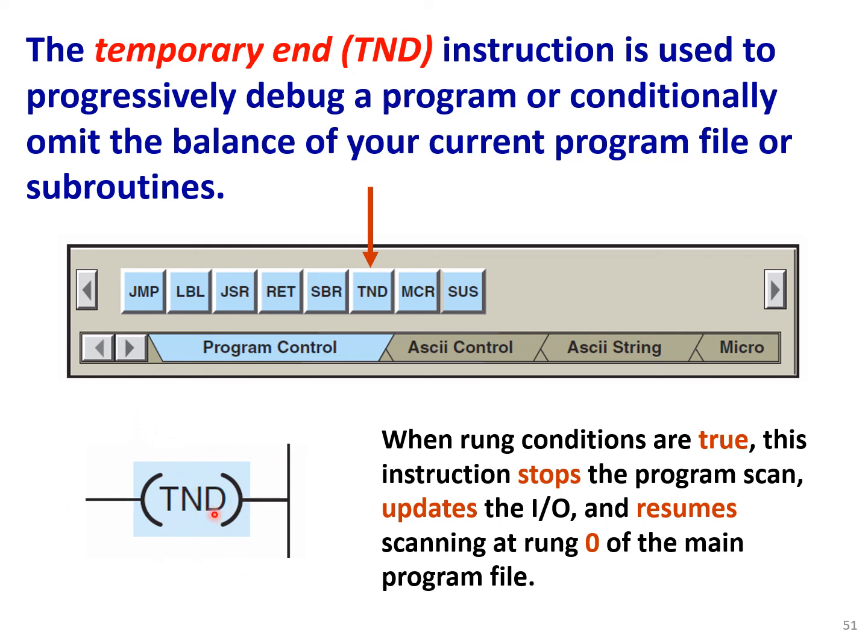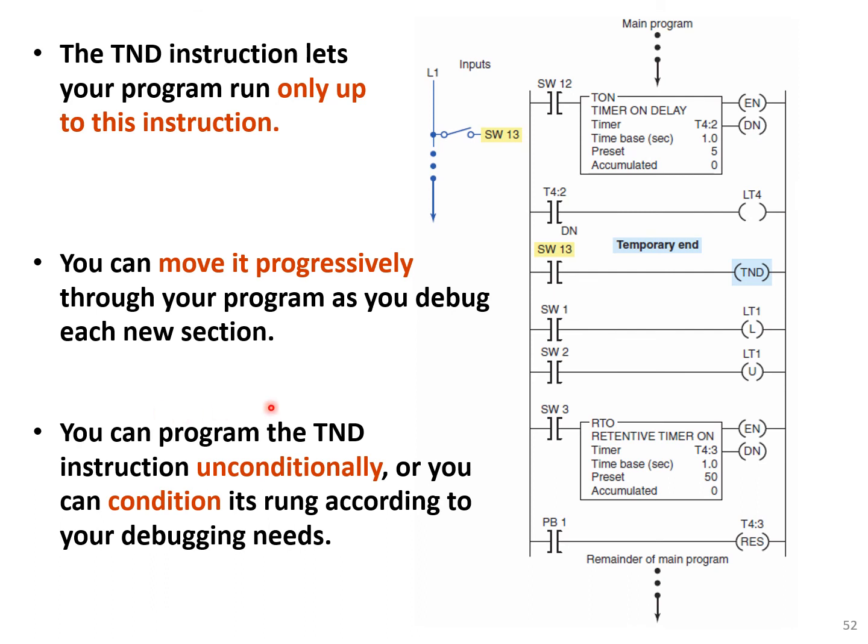We could place it in the middle of the program. When it reaches this instruction, it doesn't execute the rest of the program. It will jump to the first of the program. So here we have one example. The TND instruction lets your program run only up to this instruction. So here it basically scans, and then reaches the TND. Once we are here, it jumps to the beginning and doesn't continue executing the rest of the program.